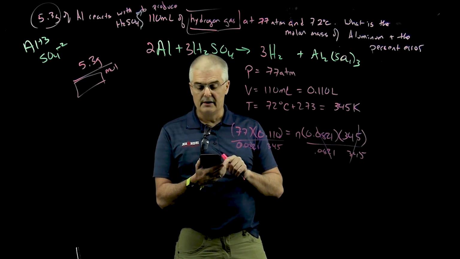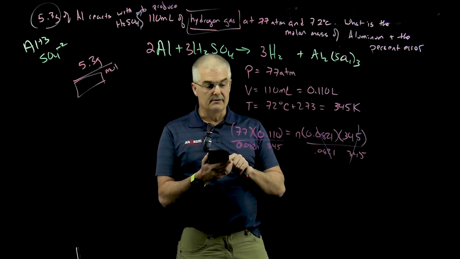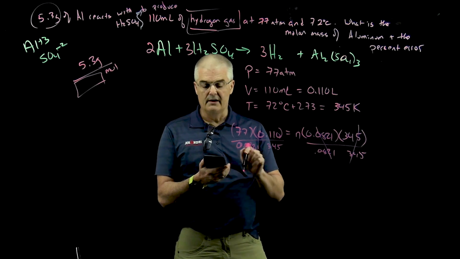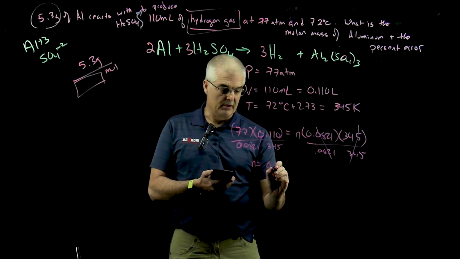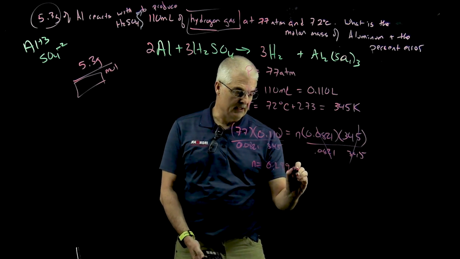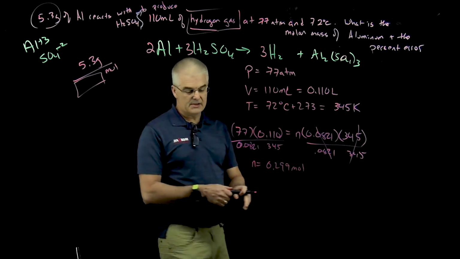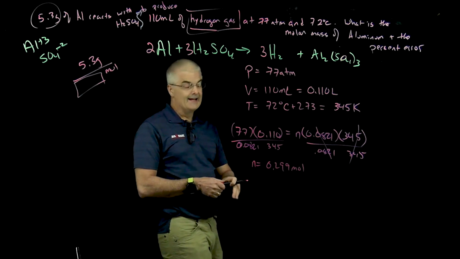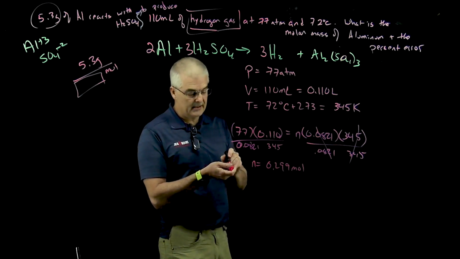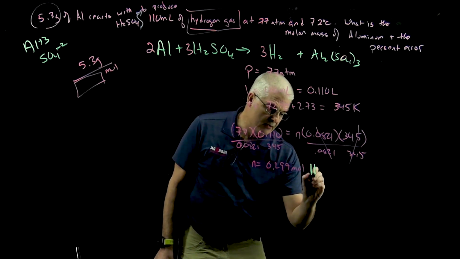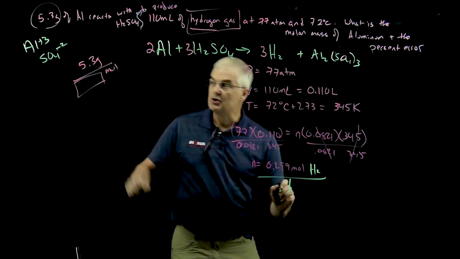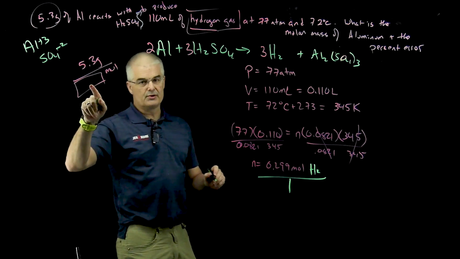Divided by 345. And I get n to be 0.299 moles. Now this is actually where there are some mistakes that I often see people make. It's 0.299 moles of what? It's moles of hydrogen. You don't need moles of hydrogen over here. You need moles of aluminum.